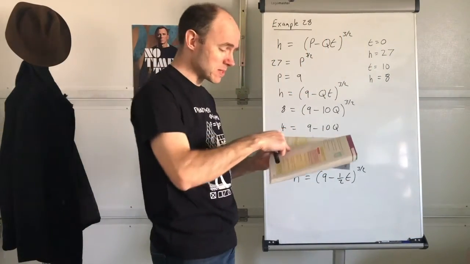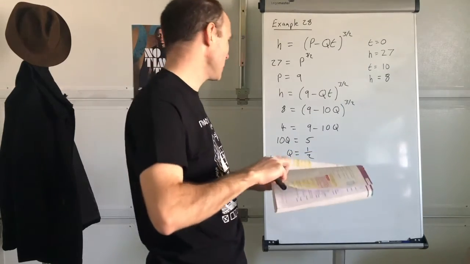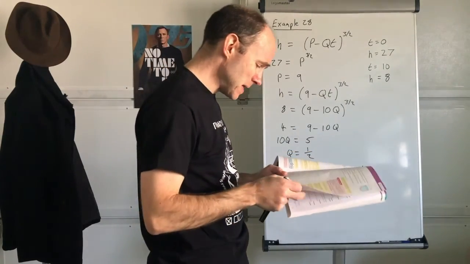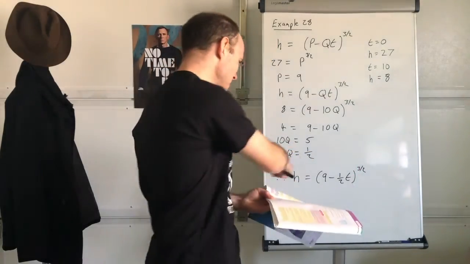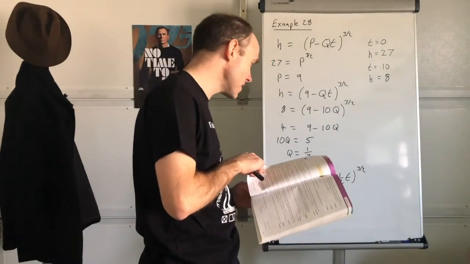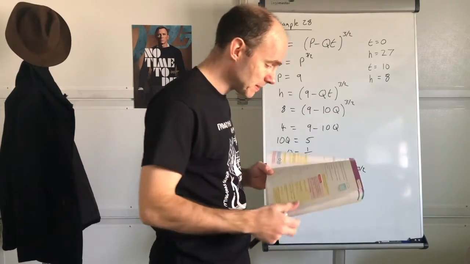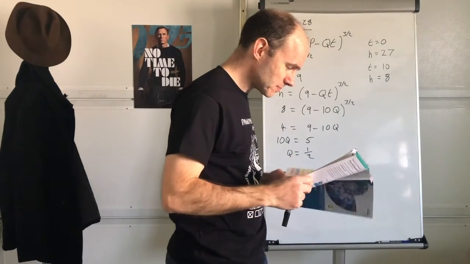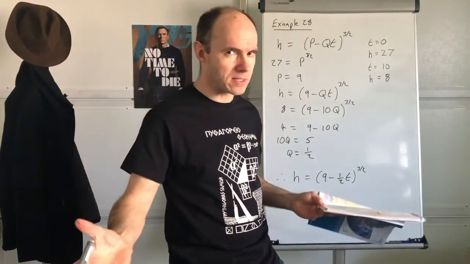In the textbook you see they kind of do all that and write q equals 1/2 and p equals 9, but they don't actually write it out. It's better to do that, isn't it? They probably do it for the next page, part d. So h equals 9 minus 1/2 t to the power of 3 over 2. Part d, the final part of the final example.